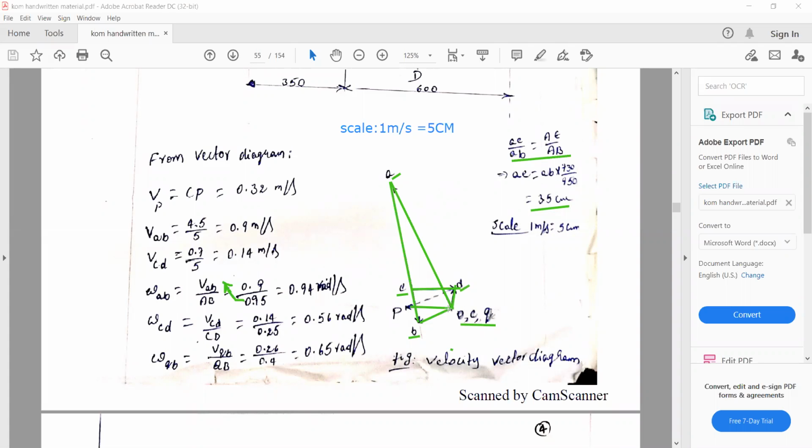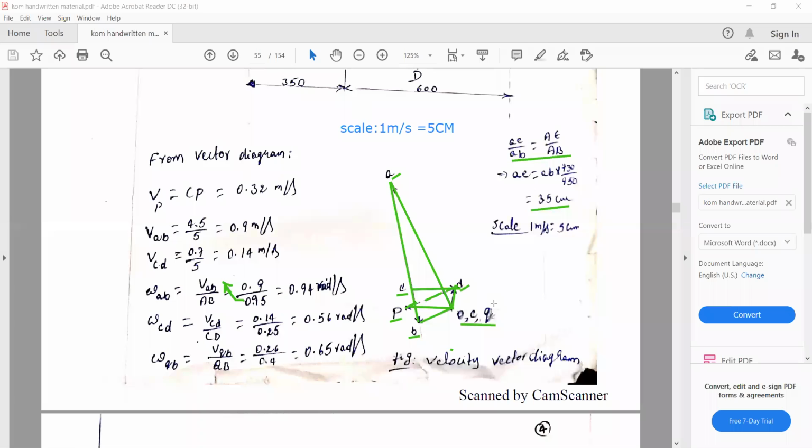Having identified CD, now we have to draw one diagonal line up to our CP. P is also identified now.